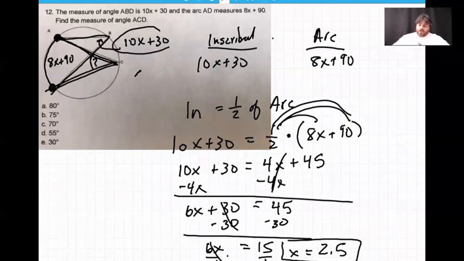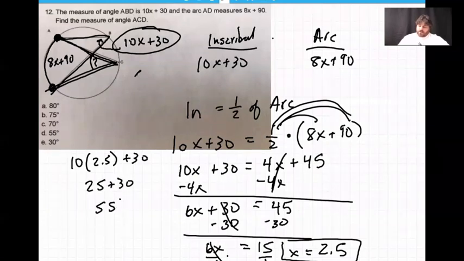So I know that this one is 10 times x plus 30, so I could figure out what that is. I could say 10 times x, which we found out was 2.5, plus 30. That's 25 plus 30, that's 55 degrees. Well, that's the same as this one, because they have shared endpoints. If I drew one here, that would be 55.